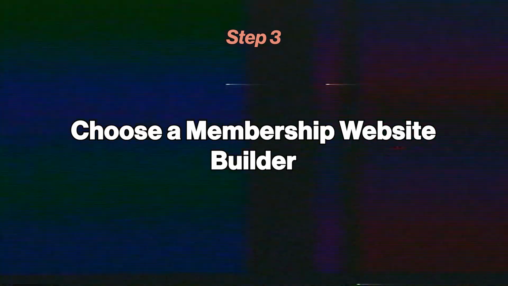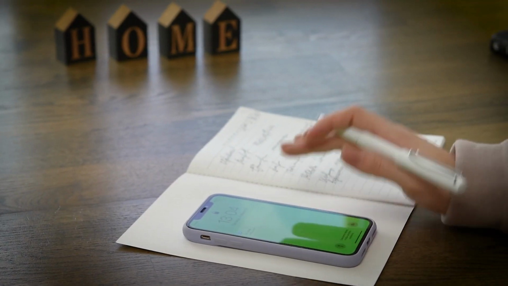Once you have your technical requirements and your evaluation criteria, you're well on your way with that plan to taking the next step. Step 3, choose a membership website builder. Now you're armed with a plan. It's time to put it into action. The next step is to actually choose the membership website builder that you're going to use to bring this to life. To start, create a list of potential vendors.